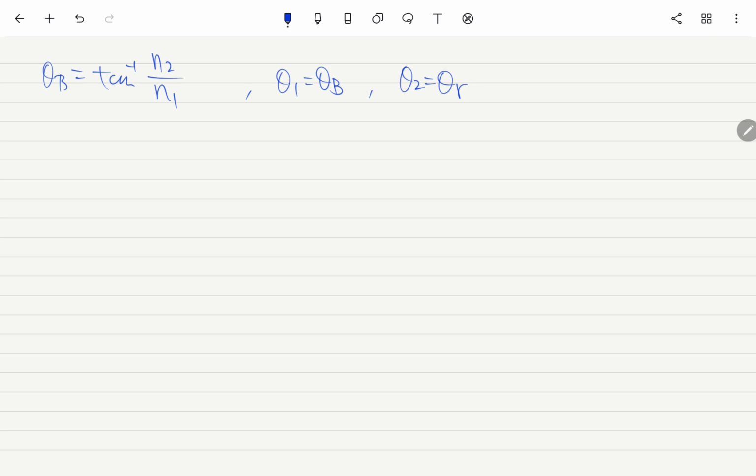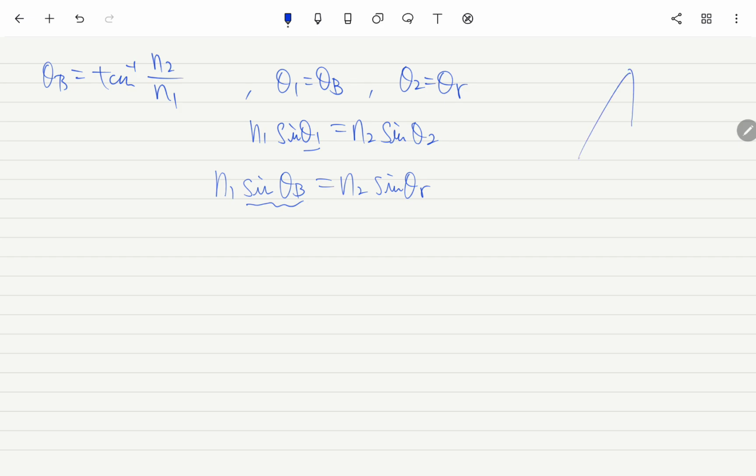Okay, and then we have n1 times sine of theta 1 to be n2 times sine of theta 2. So actually this is theta 1, which is theta B. So here we have n1 times sine of theta B will be n2 times sine of theta R. Okay, so here we need to calculate sine of theta B.